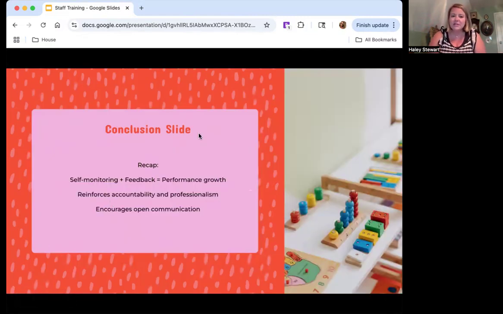So in conclusion, self-monitoring and feedback equal performance growth. It will be both for the supervisor and the supervisee. Self-monitoring and feedback reinforce accountability and professionalism, as well as encourage open communication.